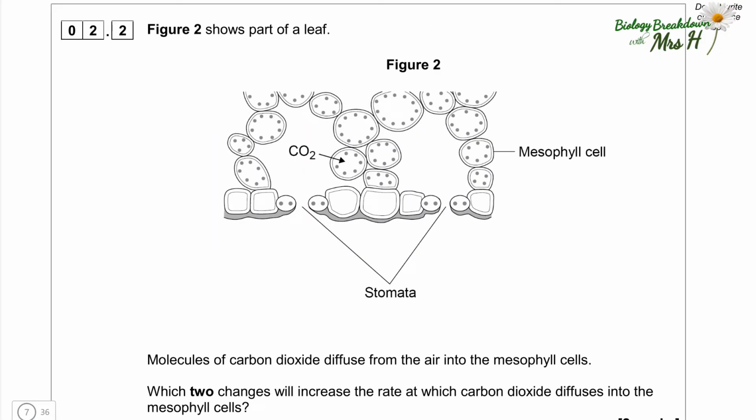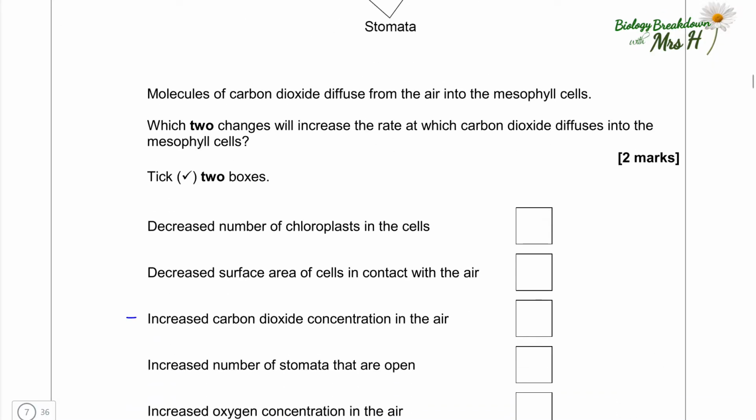Molecules of carbon dioxide diffuse from the air into the mesophyll cells. Which two changes will increase the rate at which carbon dioxide diffuses into the mesophyll cells? Will it be a decreased number of chloroplasts in the cells? No. Decreased surface area? No. Increased carbon dioxide concentration in the air? Yes, because we'll have a lovely concentration gradient for the CO2 to move down. Increased number of stomata that are open?